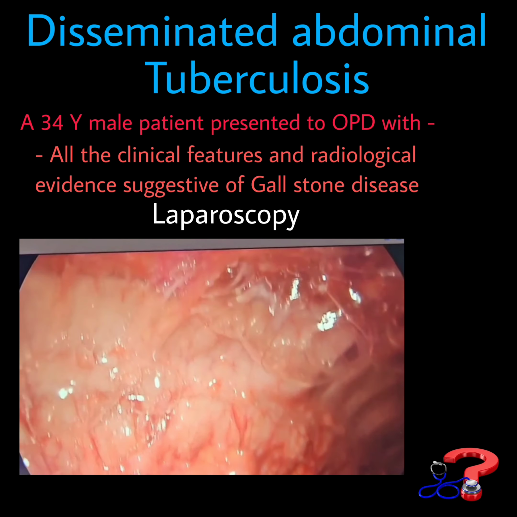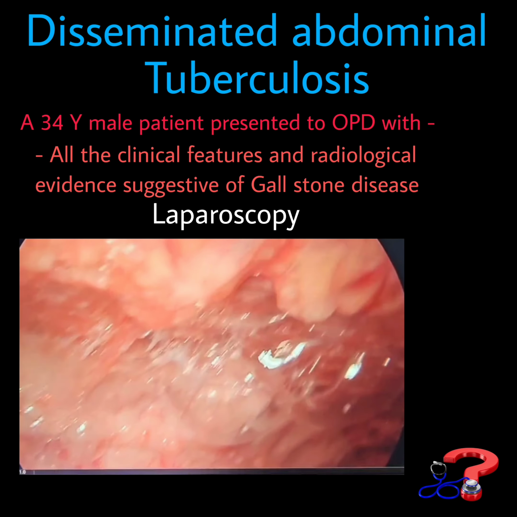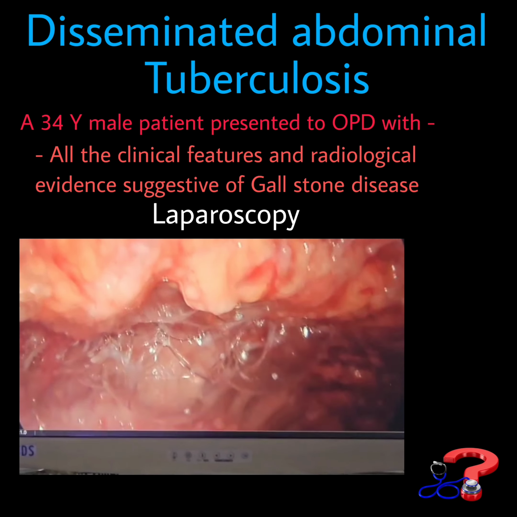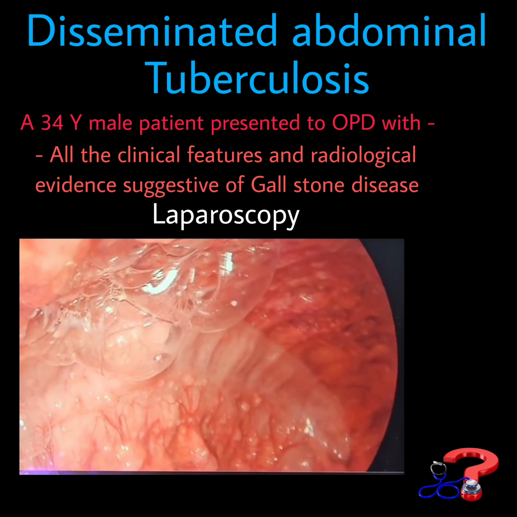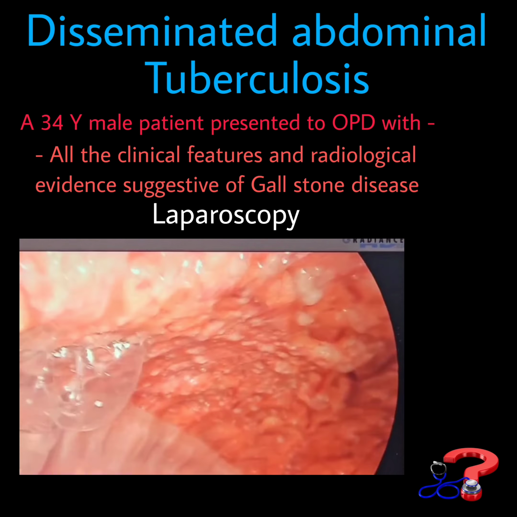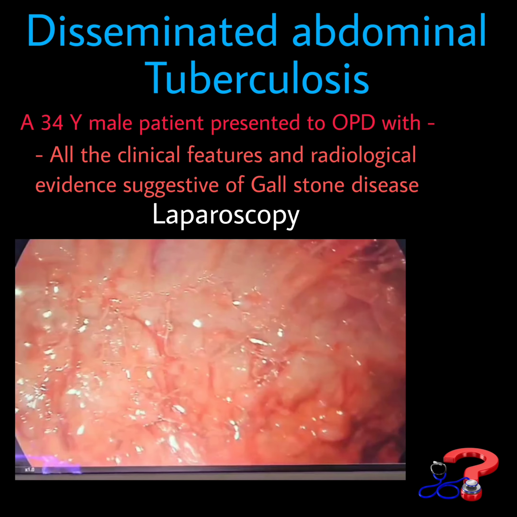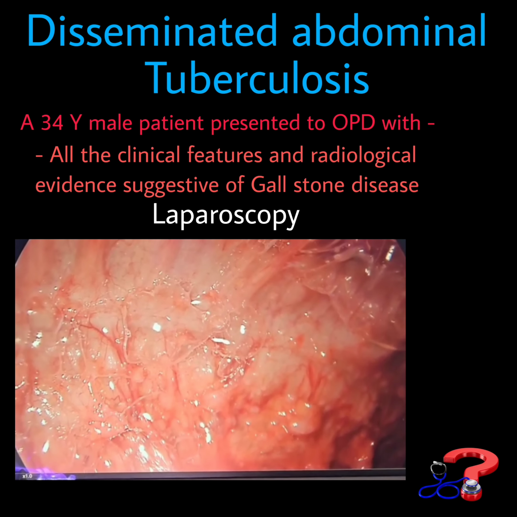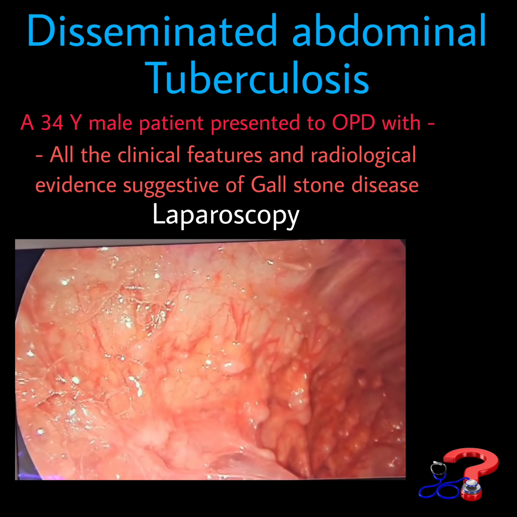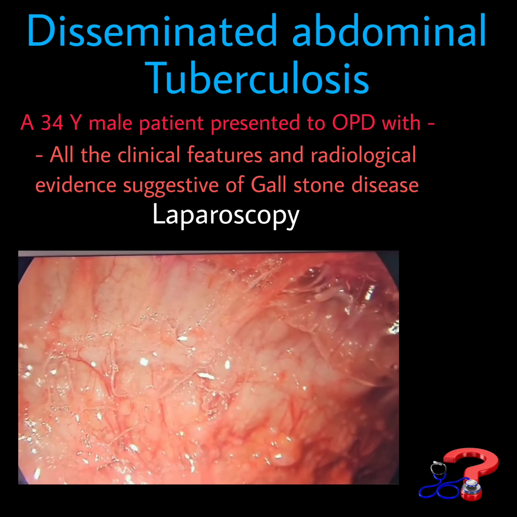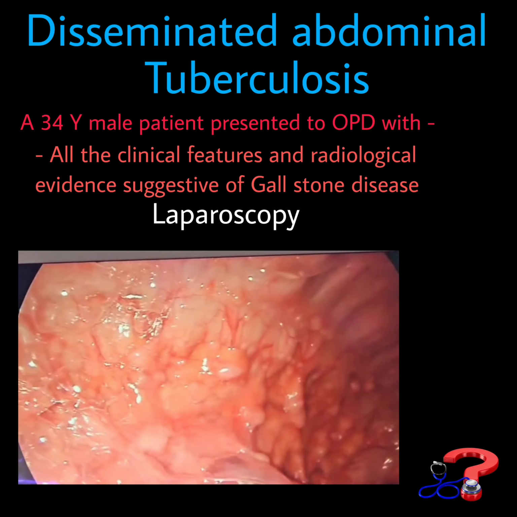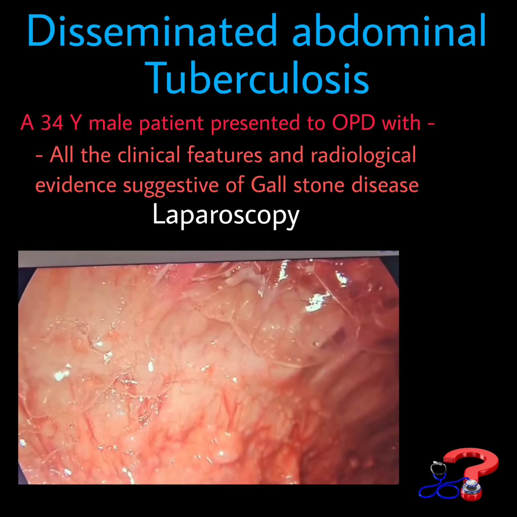So in this case, we just want to highlight that in third world countries or the low income countries where tuberculosis is still prevalent, as we know, this abdominal tuberculosis can mimic any intra-abdominal pathology, be it an appendicitis, cholecystitis, like in this case. So it's important to keep this disseminated intra-abdominal tuberculosis in a differential diagnosis of all the patients that we are getting of different intra-abdominal pathologies in countries where tuberculosis is still prevalent.